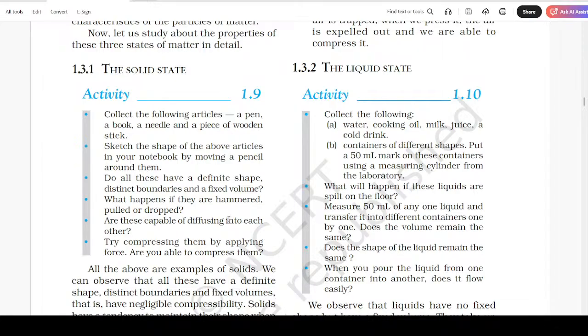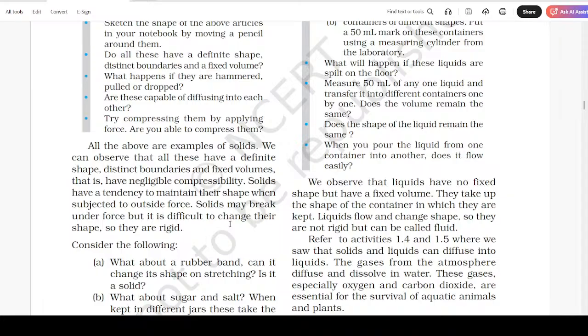Does the volume remain the same? Does the shape of the liquid remain the same? When you pour the liquid from one container into another, does it flow easily? We observe that liquids have no fixed shape but have a fixed volume. They take up the shape of the container in which they are kept. Liquids flow and change shape, so they are not rigid but can be called fluid.